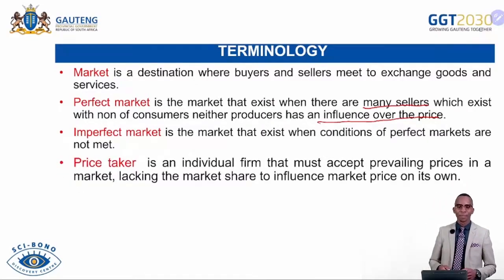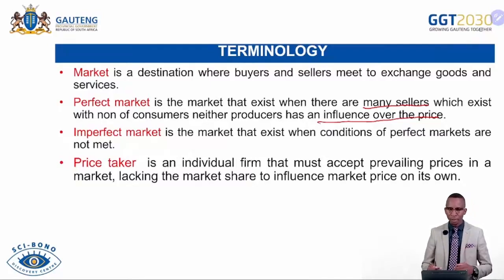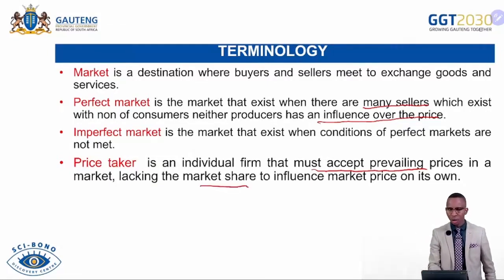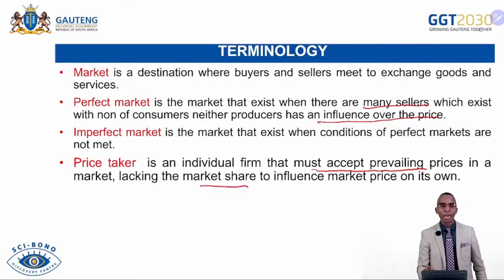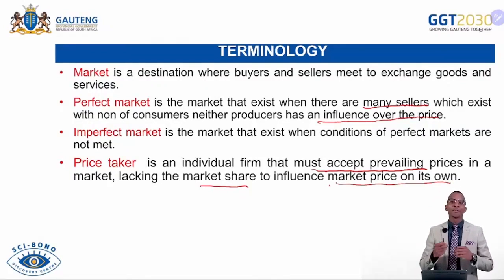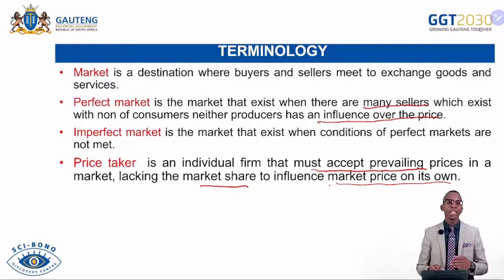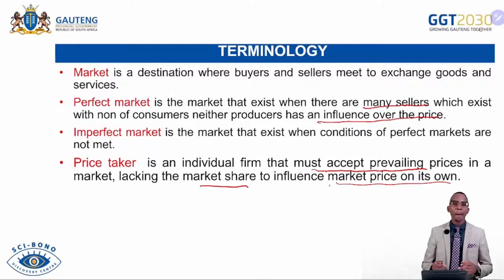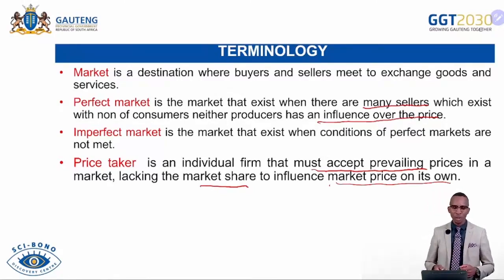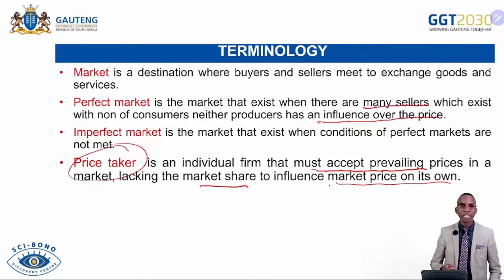The price taker. In this case, we talk about an individual firm that must accept the prevailing price in the market, lacking what we call market share or dominance in order to influence the market price on its own. So the price taker is the firm that is forced to simply take the price that has been determined by whom? By the market forces or by the industry using market forces, demand and supply. That firm does not have any influence over the price, but it takes the price that has been given by the industry or the market. That one is regarded as a price taker.